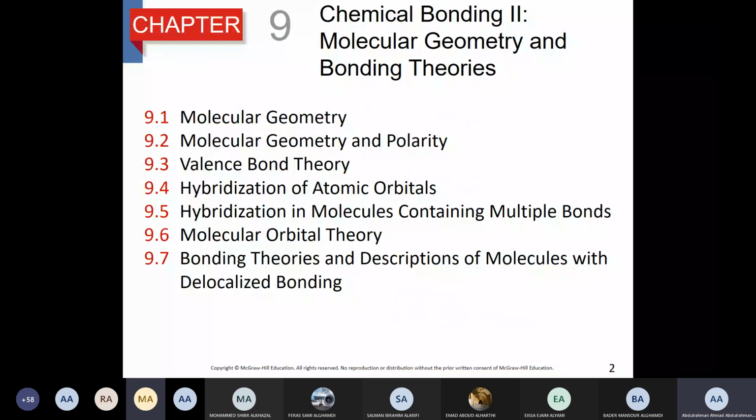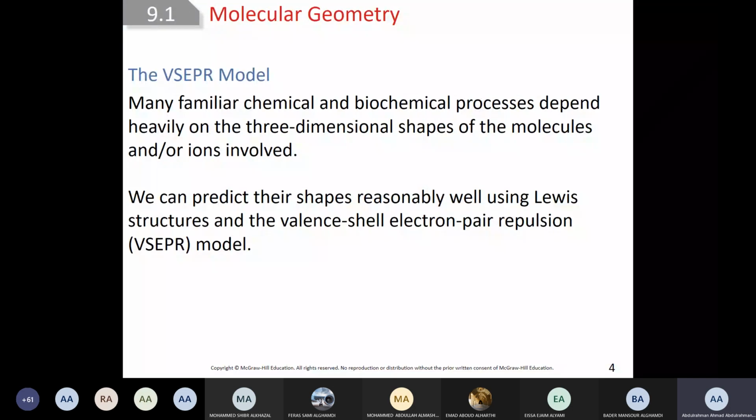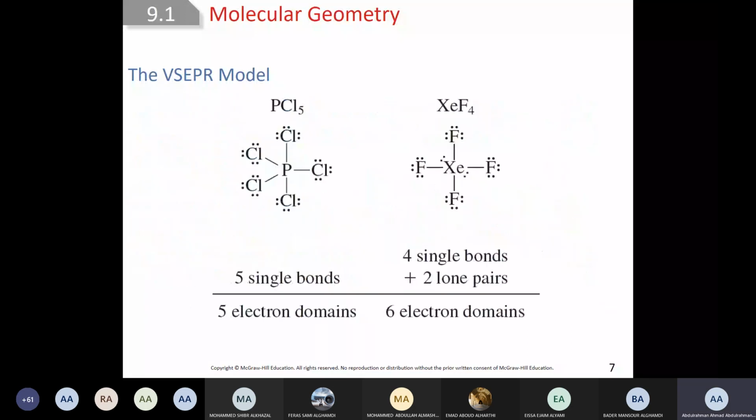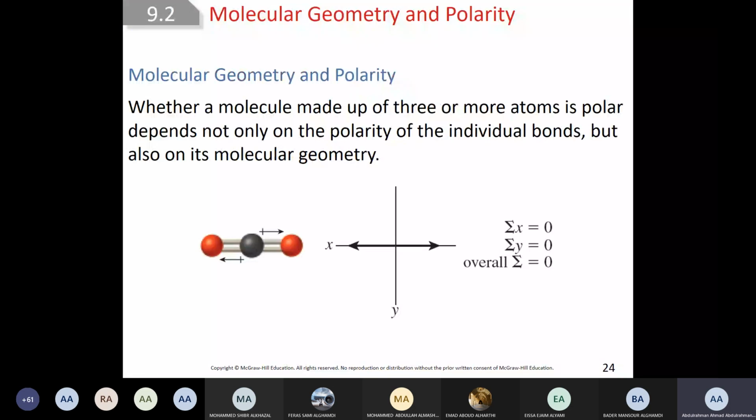Valence shell electron pair repulsion theory or model. You have to know this, and you have to know the name very well. Valence shell electron pair repulsion model, which we discussed here, and I'm not going to discuss it again. I hope you know how to find the shape of the molecule and the angles. Then we talked about polarity, and I told you that this is mu, which is the dipole moment.